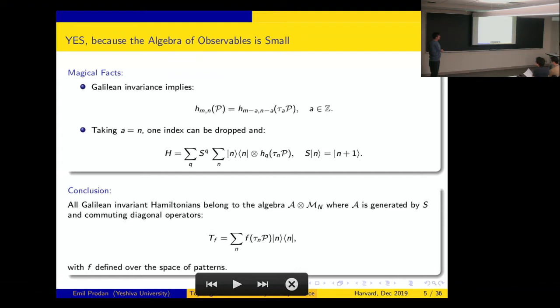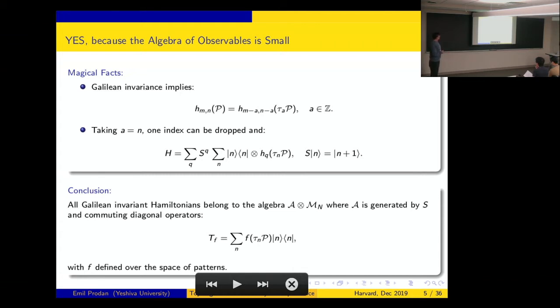Galilean invariance implies that if you shift these indices by an A, and you appropriately shift the pattern, then the hopping matrices remain the same. So this is just shifting the pattern. And I'm putting here the term Galilean to remind that this will not be the case if my pattern sits in a background field. So Galilean invariance is important. And then if I take this A to be n, then one index can be dropped. And all of a sudden the Hamiltonian gets a structure. And it's a very particular structure.